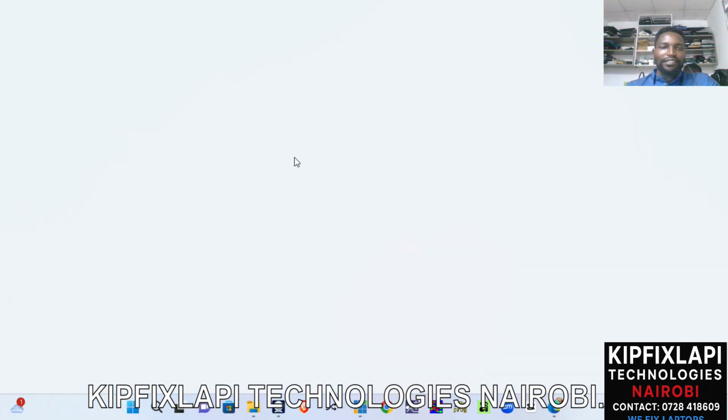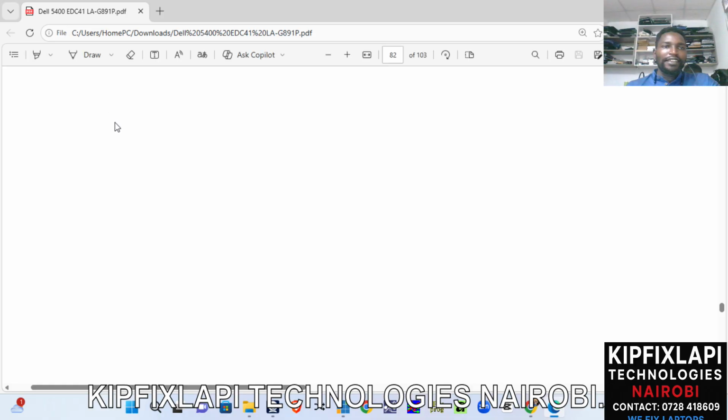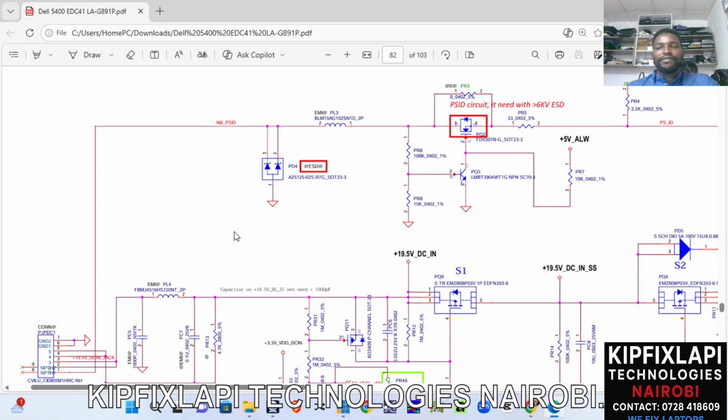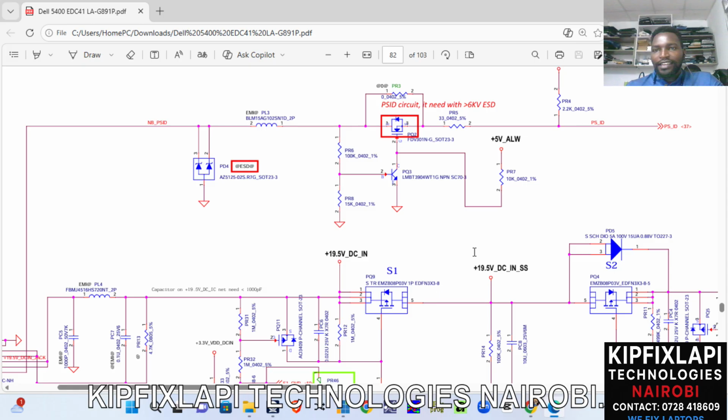This is the schematic for the Dell E5400. We are going to use the schematic for the Dell E5400, and we're just going to use this one. We're not going to go far ahead. So this is a piece of the diagram.